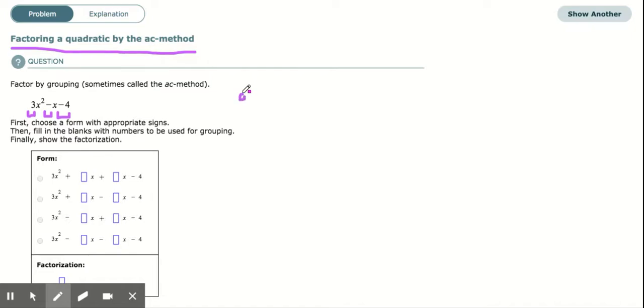So in this case, A equals 3. Since there is no number in front of the x, we just look at the sign and we think that there's just one of these x's, so it's -1. And C is -4. One of the most common mistakes is people don't remember to use the negative. Remember, use whatever sign is in front of the number. If there is no sign, it's positive. So we're going to choose a form with appropriate signs and show how we factor this.